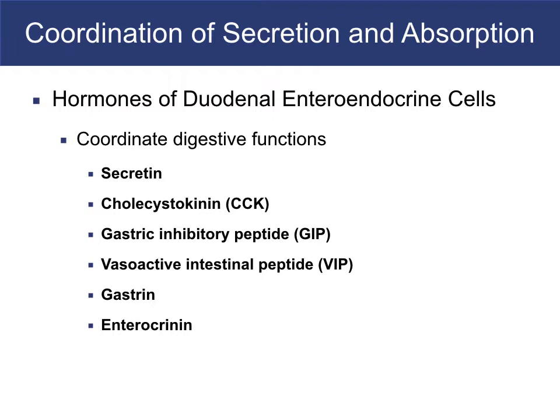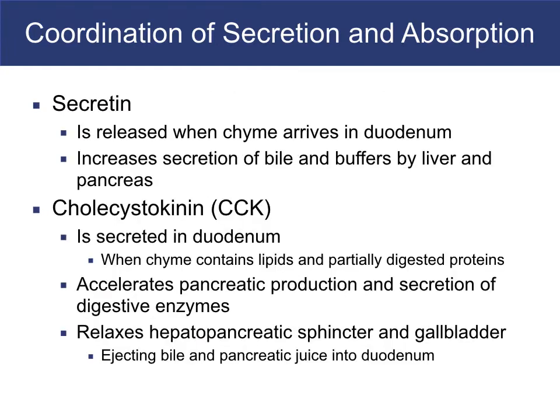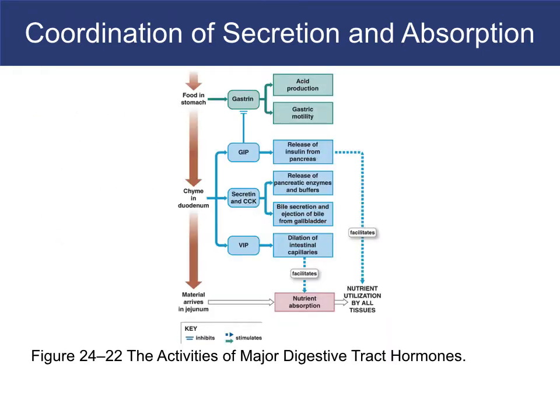Here's the ones you ought to know a little bit about at least. The main ones are secretin, CCK, GIP, which is gastric inhibitory peptide, VIP, which is vasoactive intestinal peptide, which makes your guts go faster. Gastrin we talked about, and I have no idea what enterocrinin is. I'm sure it's important, but we never talked about it back in the day. And I've talked about these other guys, so I'm going to kind of move along here.